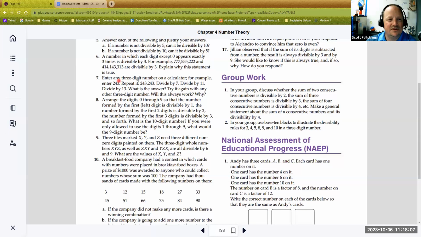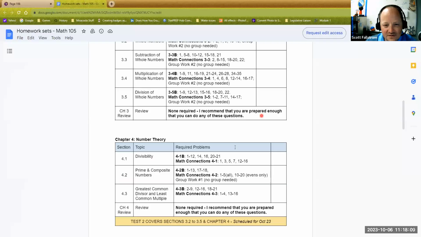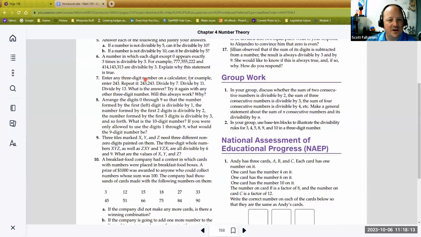Let's see here, and the number 7, I believe, was assigned 1357. Okay. So 7, enter any 3-digit number on a calculator, then repeat that 3-digit number. So enter it twice, and then divide by 7, divide by 11, divide by 13. What is the answer? And then try it again with a different 3-digit number.